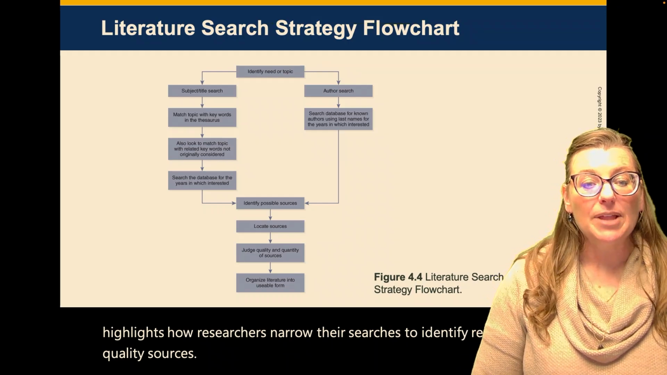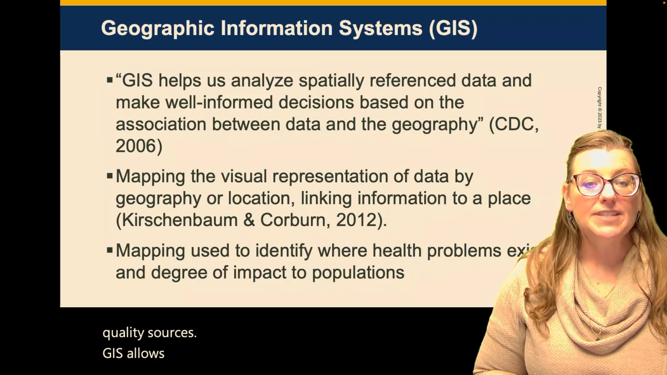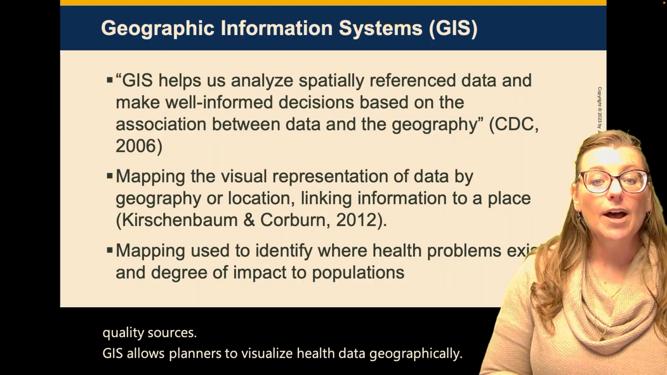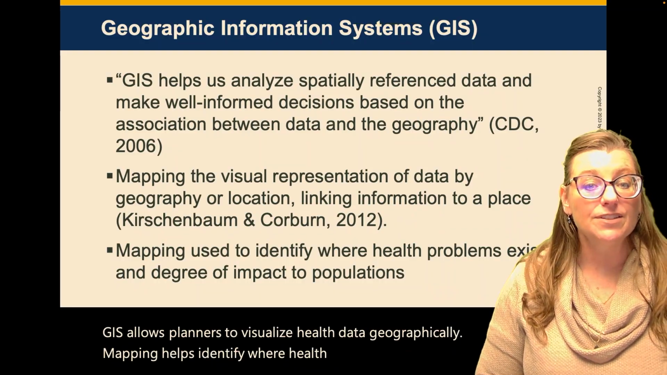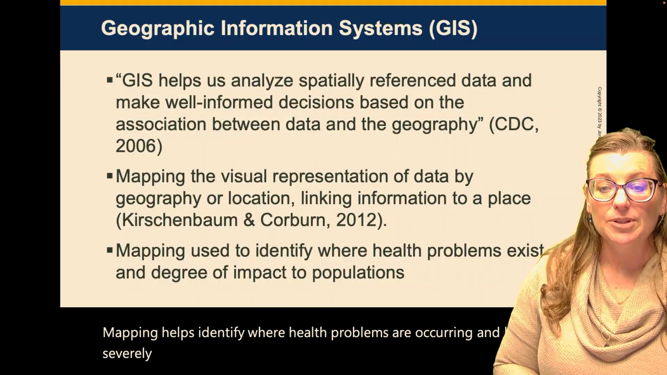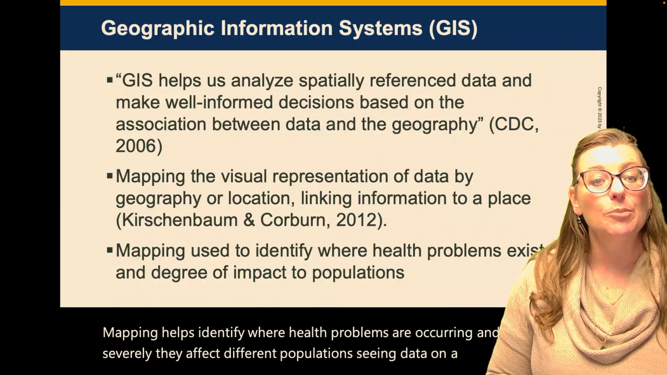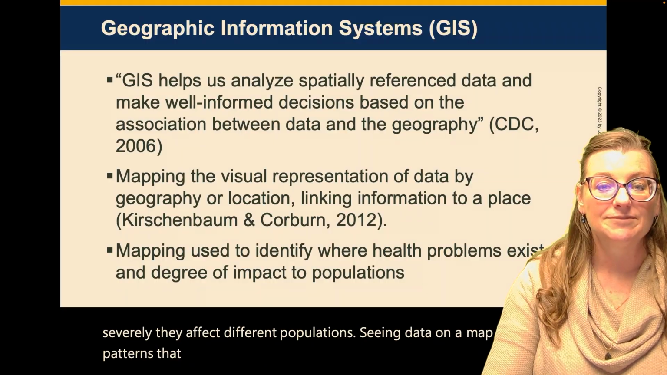GIS allows planners to visualize health data geographically. Mapping helps identify where health problems are occurring and how severely they affect different populations. Seeing data on a map can reveal patterns that numbers alone might miss.